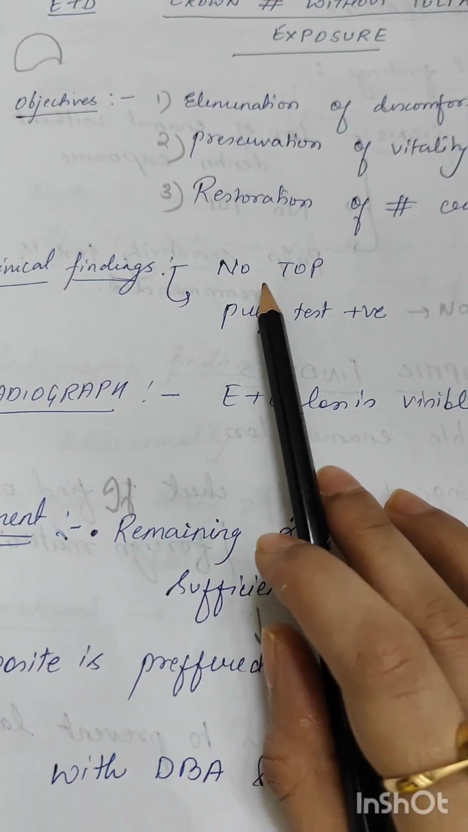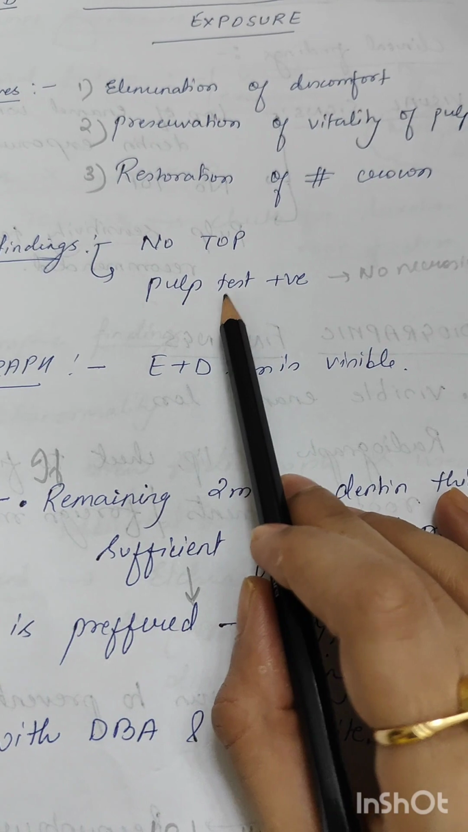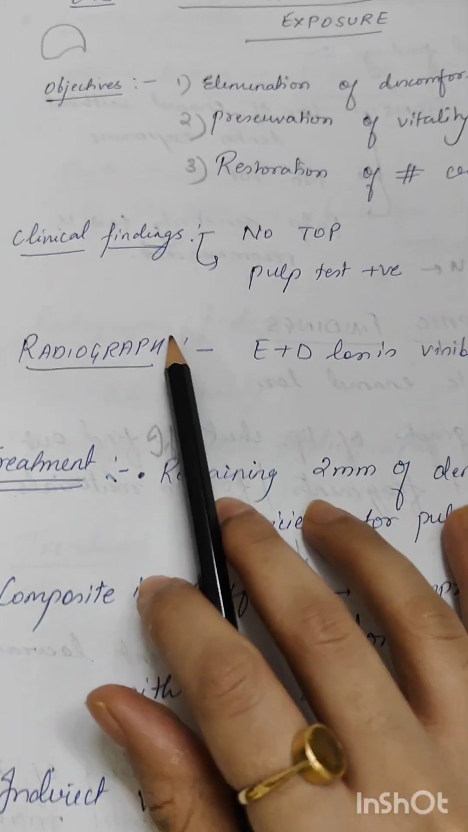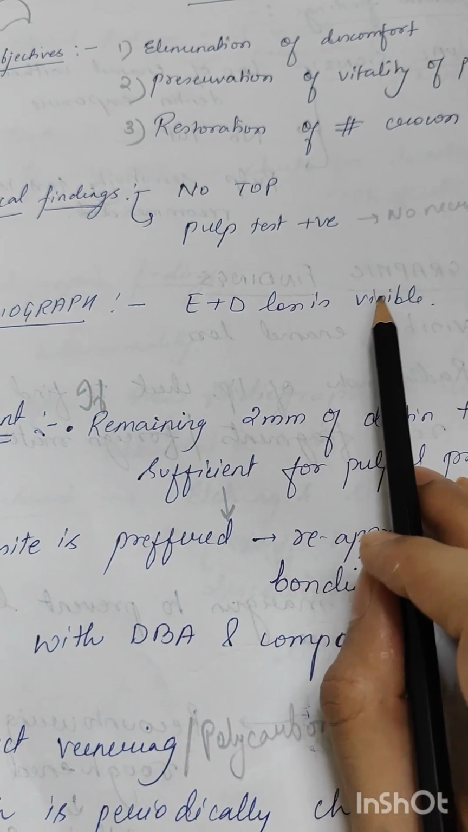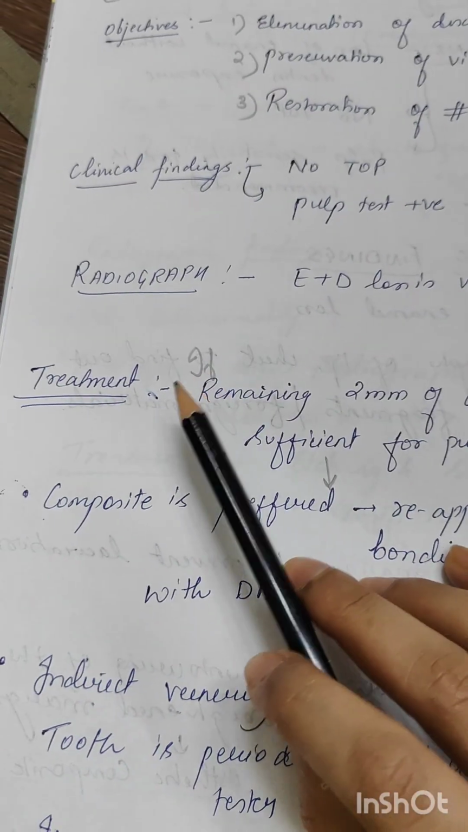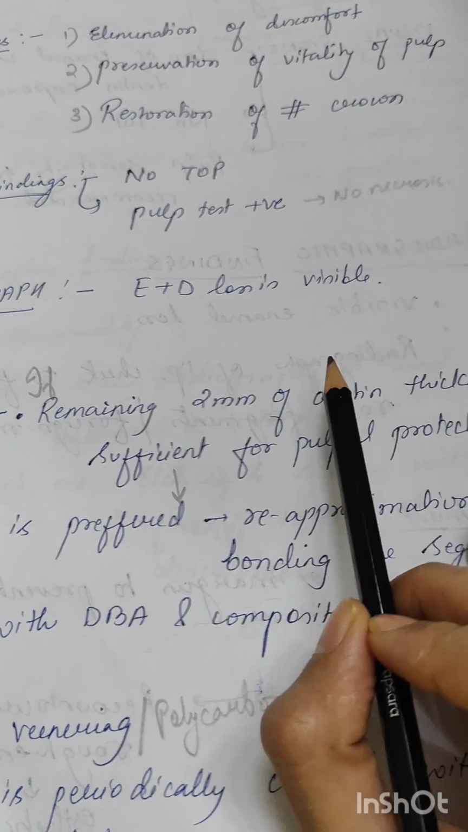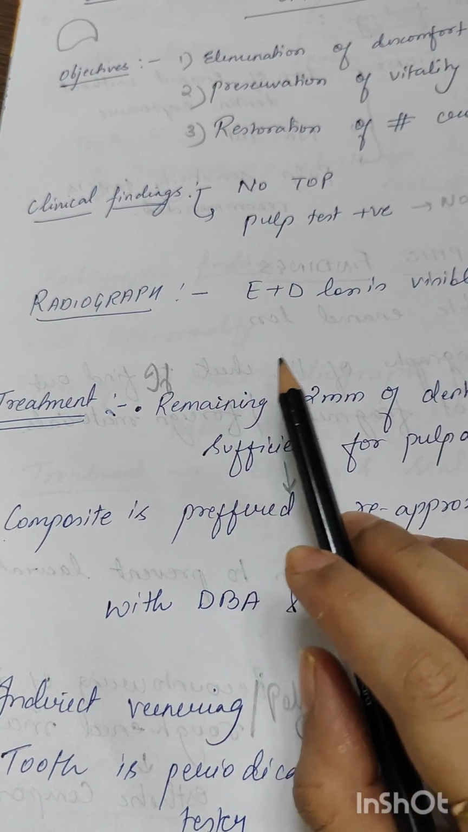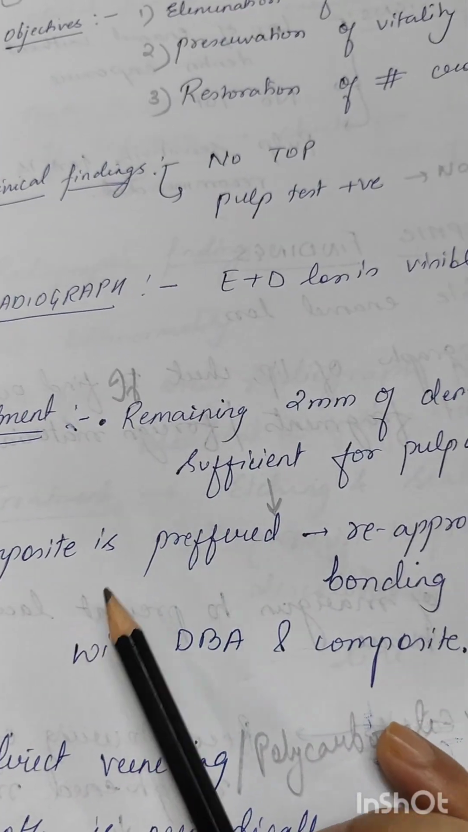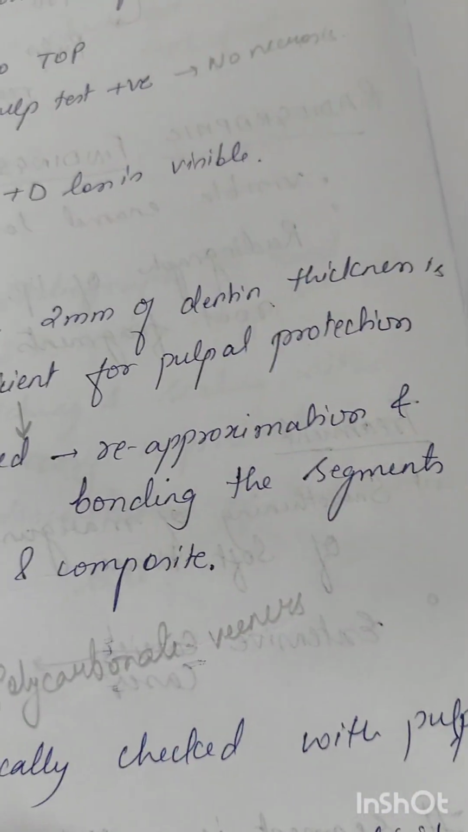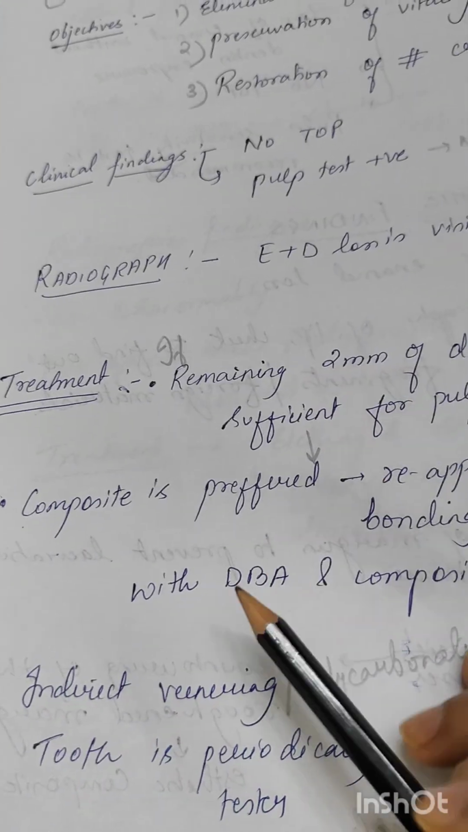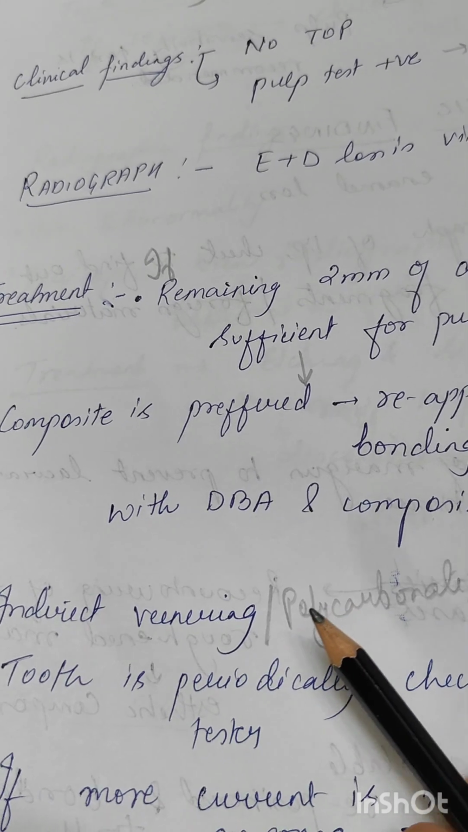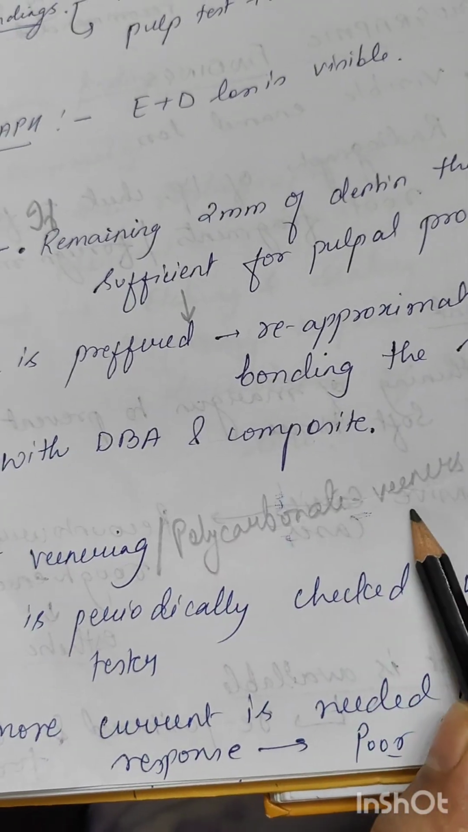Clinical findings: no tenderness on percussion. If pulp tests are positive, then that means there is no necrosis. Radiograph: enamel and dentine loss can be visible. Treatment: if the remaining dentine thickness of 2 mm is sufficient for pulpal protection, then you can give a composite, which is preferred, with reapproximation and bonding of the segments with dentine bonding agent and composite. Indirect veneering can be done, or polycarbonate veneers can be used.